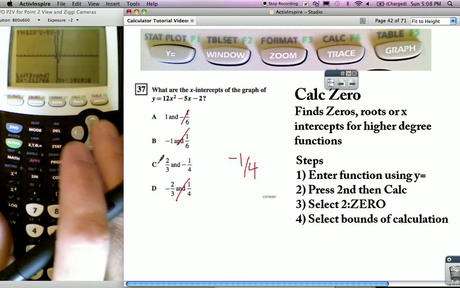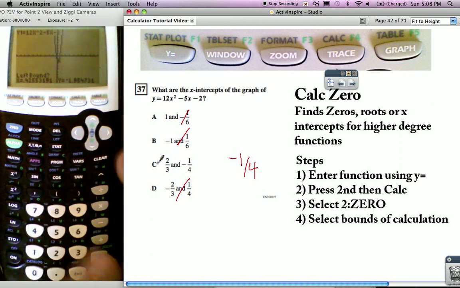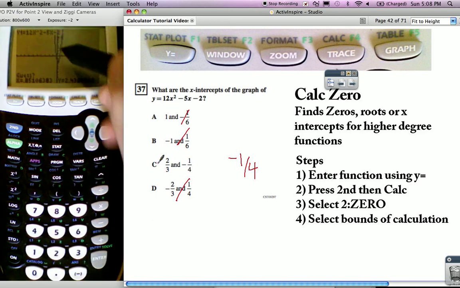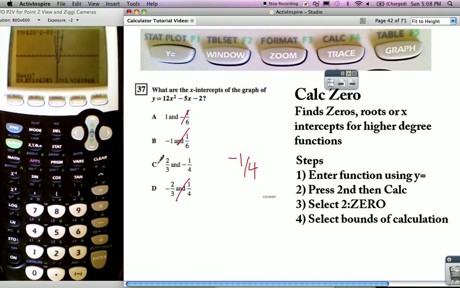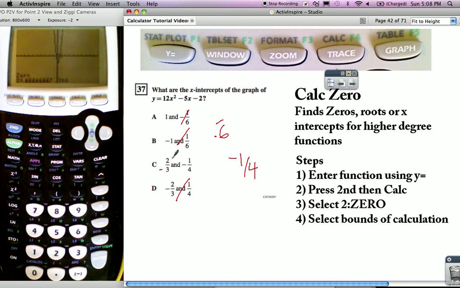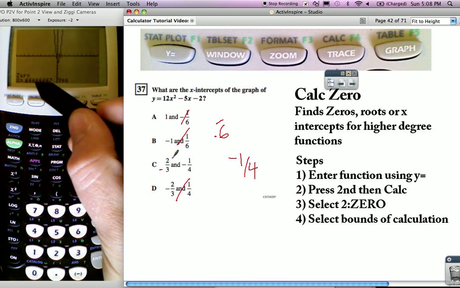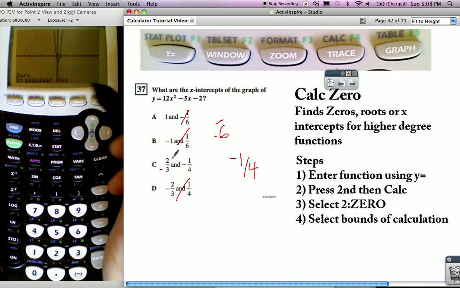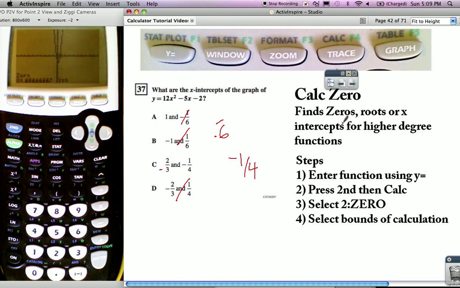So I go second calc 0, my left bound is going to be here, my right bound is going to be above it, which means it's calculating the 0 right in there. When I hit enter, I'm guessing it's going to come back as 0.6 repeating, because that's what 2/3 is. Let's hit enter, and there it is. You can see that is 0.6 repeating. They give the 7 to mean they're not going any further. That's the calc 0. We will find roots, intercepts, and zeros for higher degree functions.